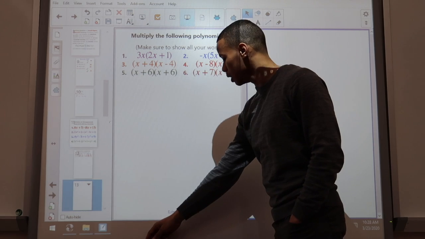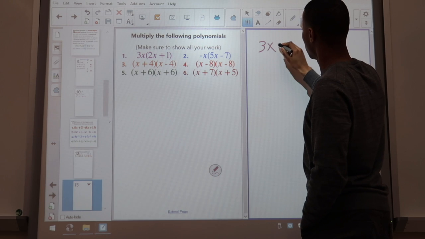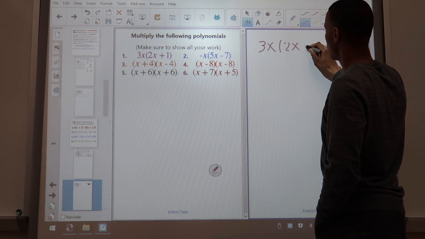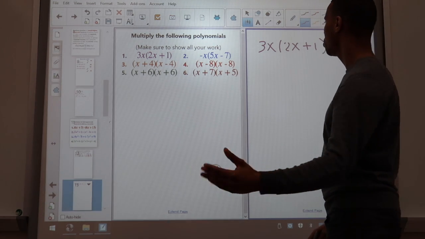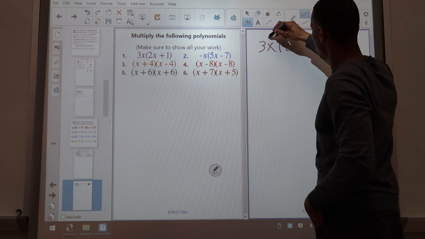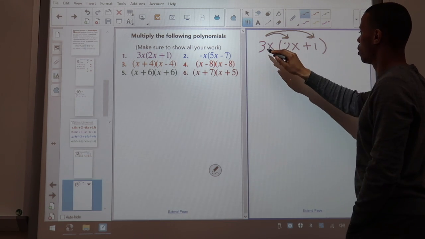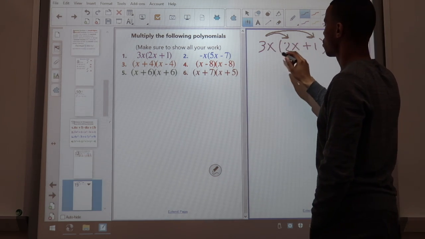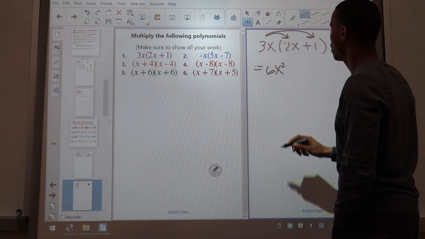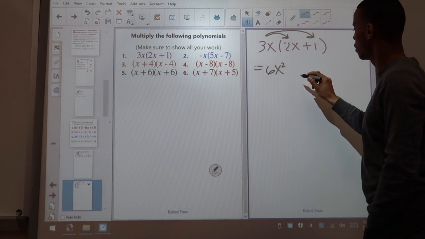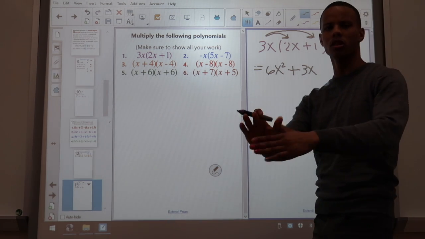For number 1, you have 3x times 2x plus 1. Now remember, the first thing I want you to do is distribute the 3x. So this would be 3x times 2x and 3x times 1. 3x times 2x is going to be equal to 6 times x to the 2nd power. And then 3x times 1 is going to be equal to 3x. And that's all it is to it.